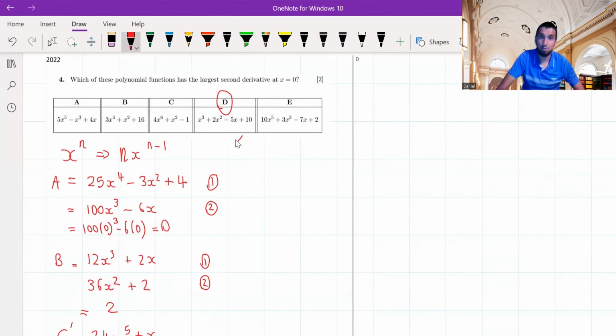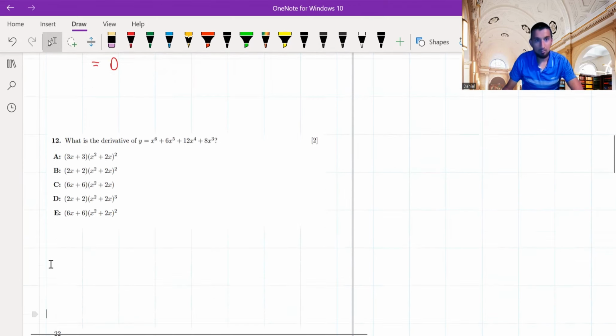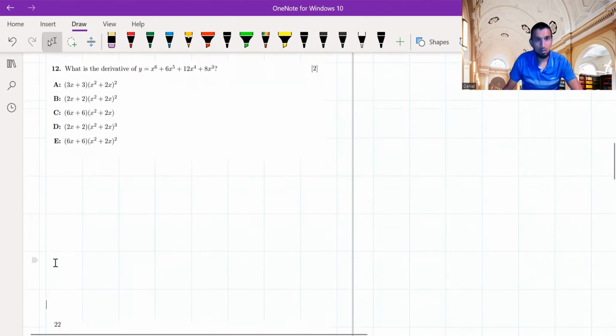Now let's do the next question then. What is the derivative of this? Okay, so let's differentiate it first.